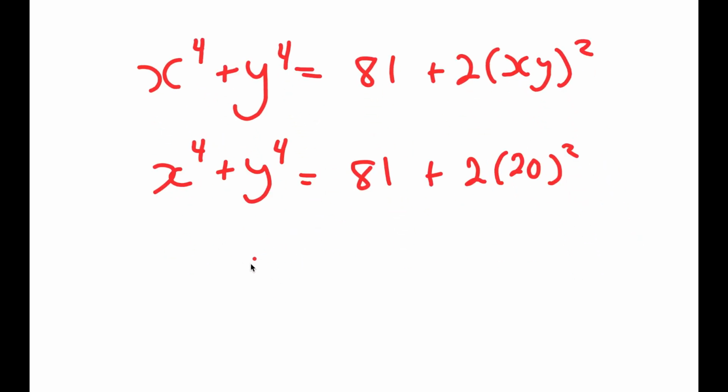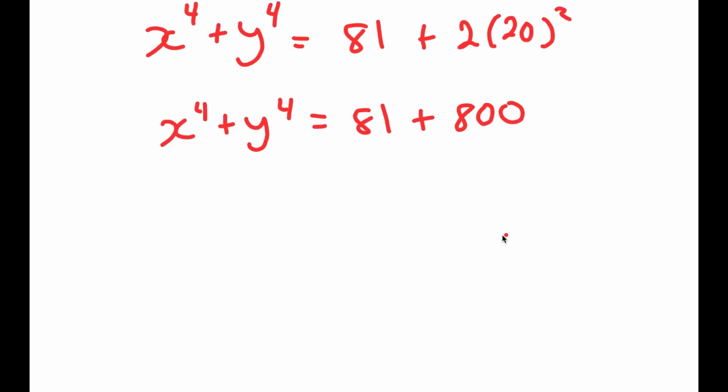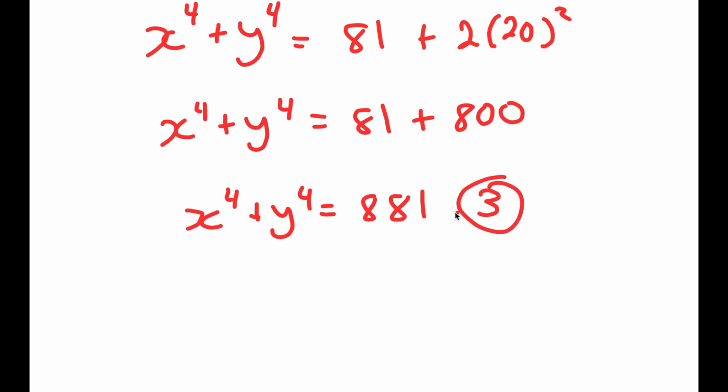So now I get x to the power of 4 plus y to the power of 4 is equal to 81 plus 800, and this is equal to 881. So now I'm going to write this as equation number 3.